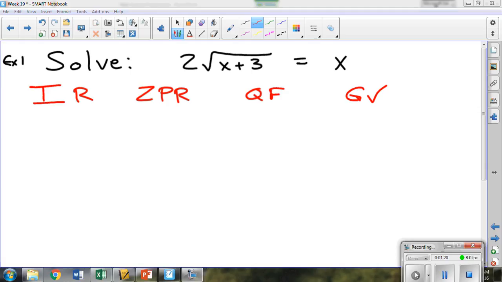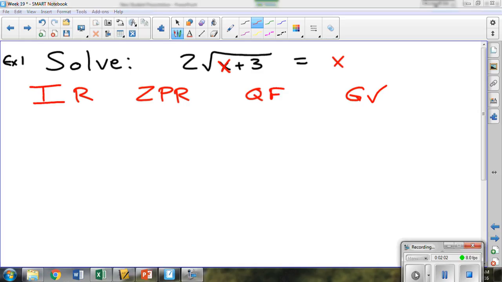Let's run through it. Will inverse-reverse work? No. Inverse-reverse requires you to have one occurrence of the variable. And because this one has the x located inside a square root and outside it, inverse-reverse will fail. Can we use the zero product rule? Blob times blob equals 0. Even if we subtracted over the x, we should recognize that that's not going to factor anyway, so we can't set up the zero product rule.